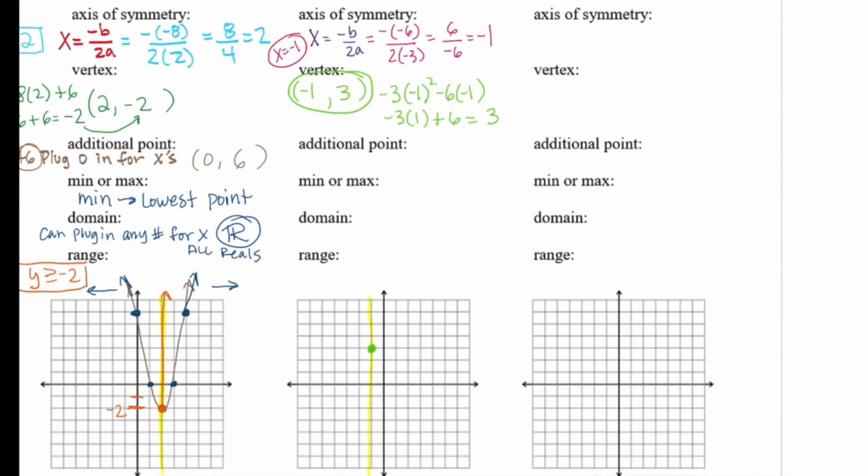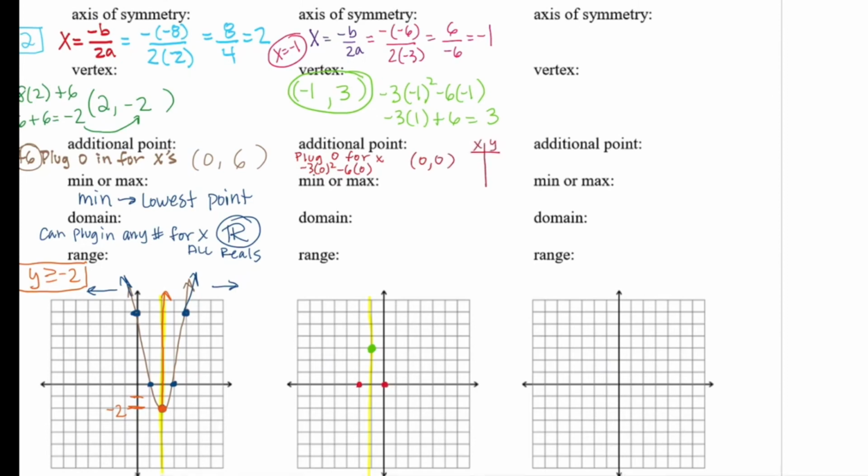Now we need an additional point. We can put a 0 in for all the x's, and if we put a 0 into all the x's, we have the point (0, 0). So that would be 1 point, and then we can reflect it across the axis of symmetry to get the other one. The other thing we can do is use our key points.